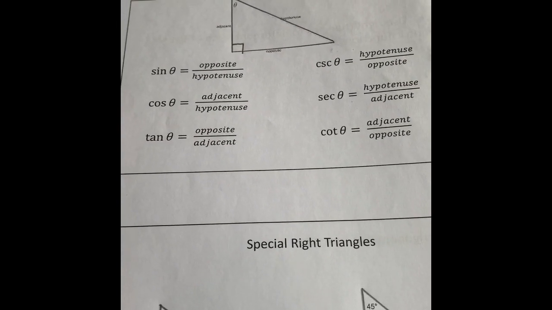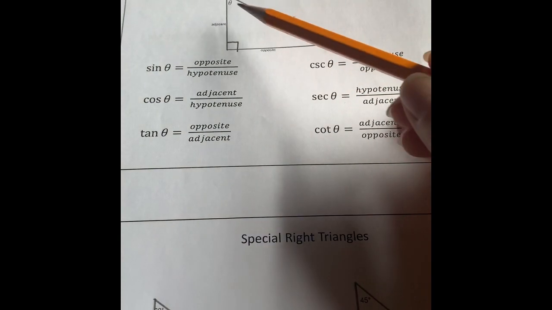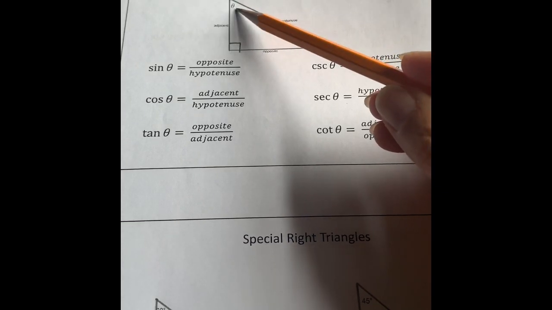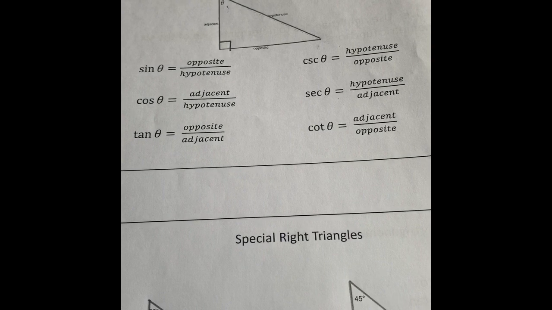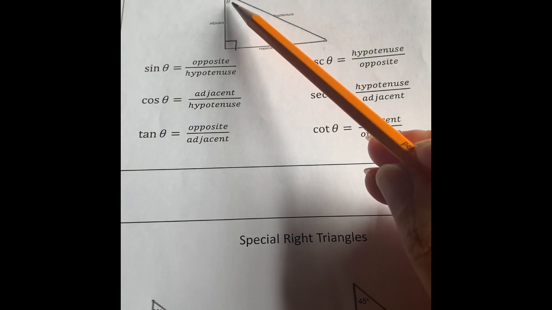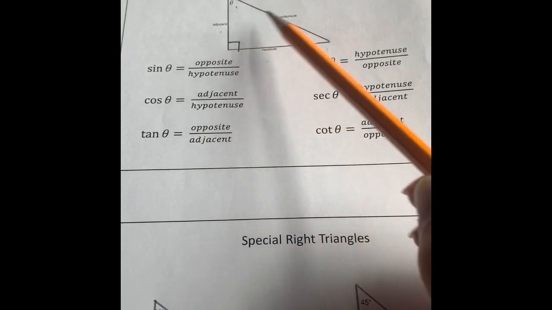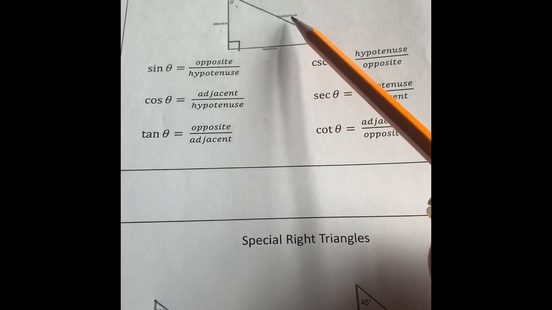up here on the top one, you have your basic right triangle. In trig, angles are always labeled using a Greek letter, the most popular one being theta. Theta is like our x in algebra classes. Depending on where that theta is located will help you determine which side is your opposite and your adjacent. Remember, the hypotenuse is always the longest side. It's always opposite the right angle.